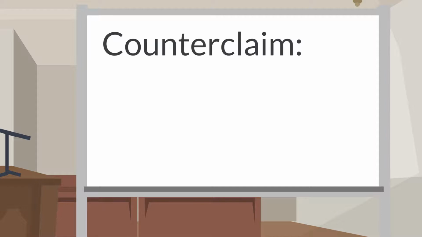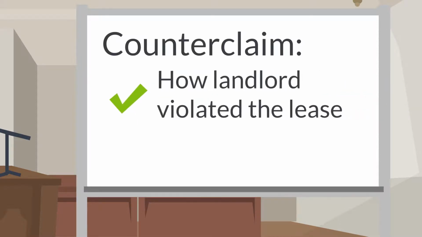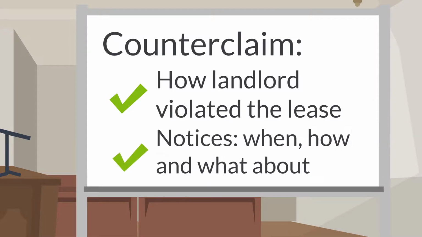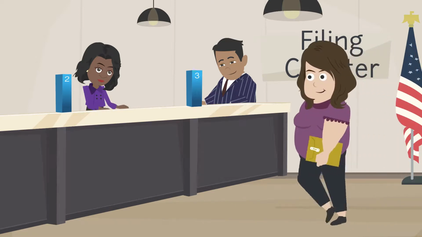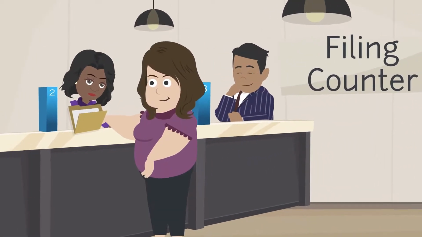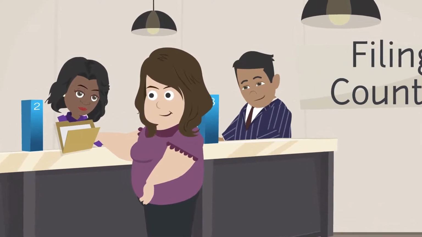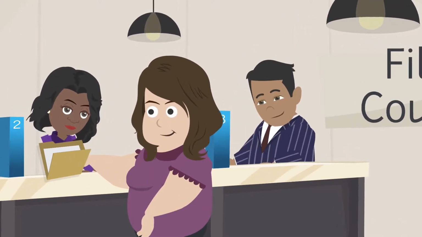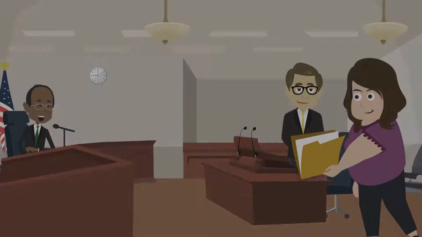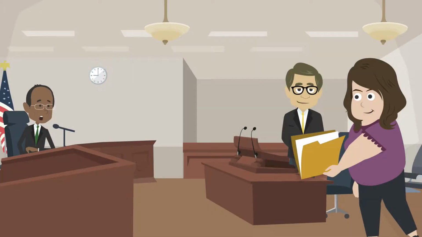This is a document that you file with the court that states how your landlord violated your lease, when and how notices were sent to your landlord, and what the notices were about. If you want to bring counterclaims, you will need to file a written answer and counterclaim before the time of your hearing. There will be a fee to file the answer. You can request the fees to be waived or deferred. You must give a copy of your answer and counterclaim to the landlord or their attorney before the hearing.